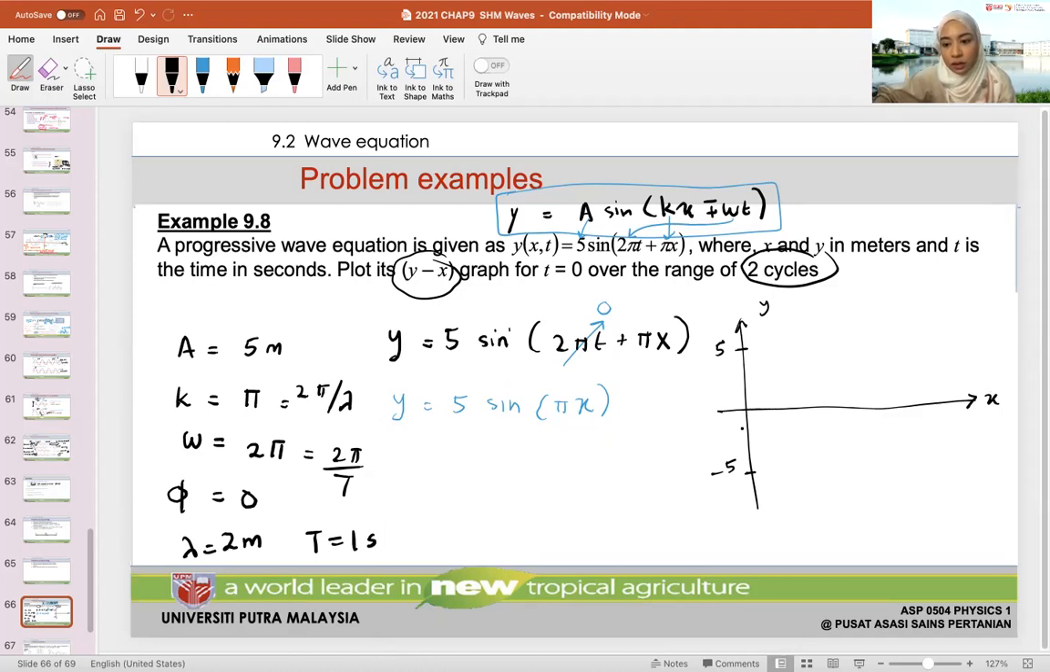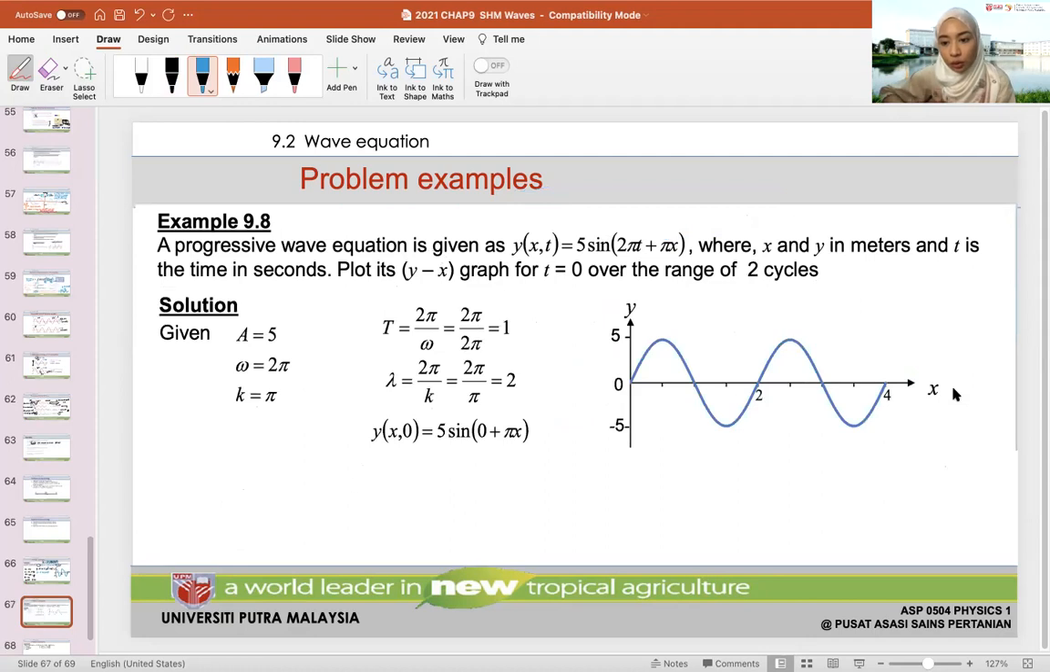What should be the values here? What should I put as my x-axis? Lambda, right? So I can write it as lambda like this, or I can put the actual value, which is 2. Let's do the actual value. So 2 meter and 4. It wants 2 cycles, so I have to put in 2 cycles here. This is going to be my wave. 1 cycle, 2 cycles. Okay, so that is your wave.